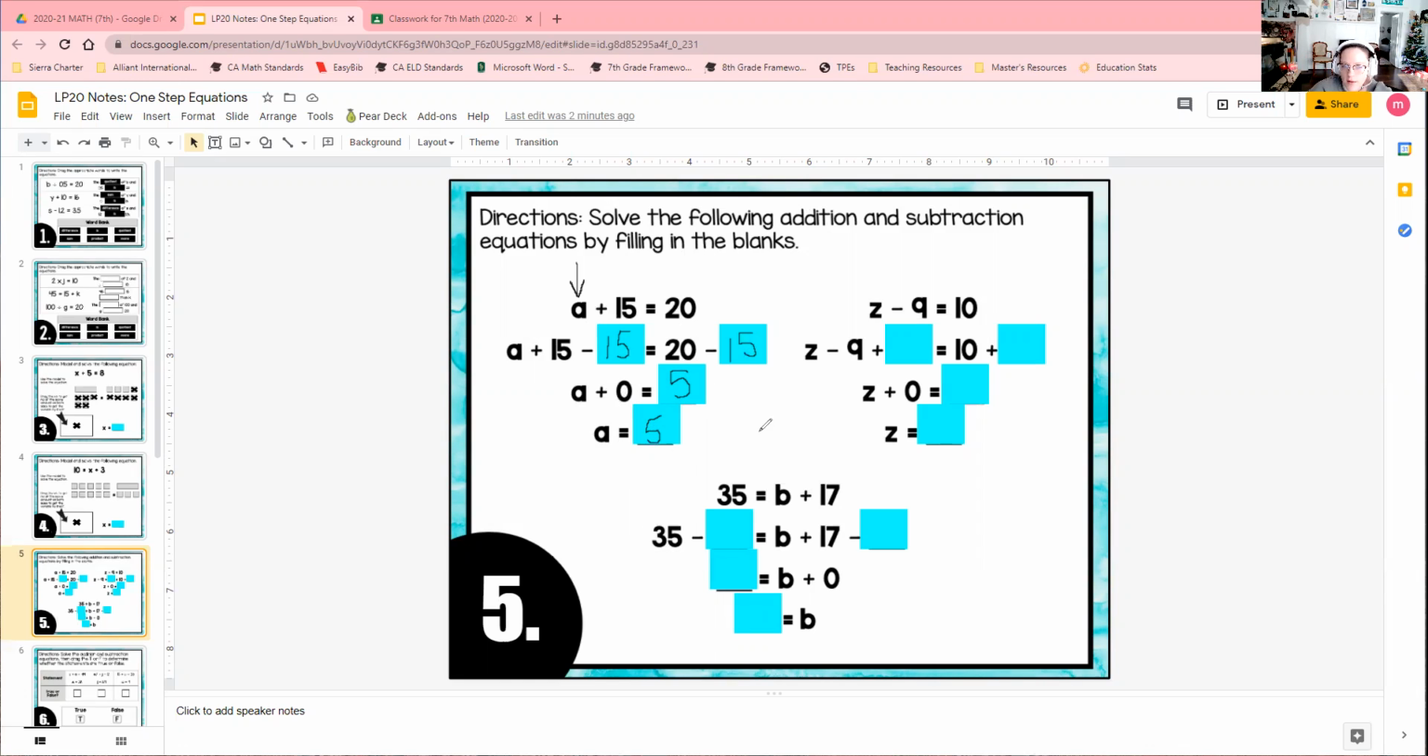So your job on the rest of these two problems is to figure out what do I need to do to cancel that number and find out what is the value of that variable. Okay, you're going to fill in all of these blanks.